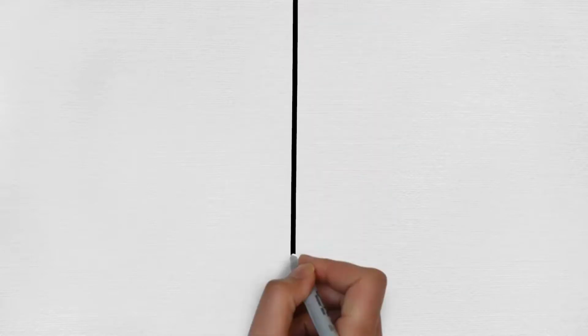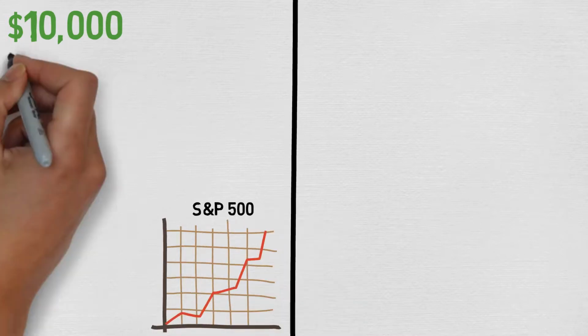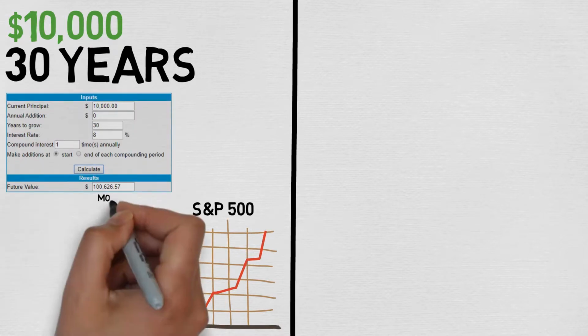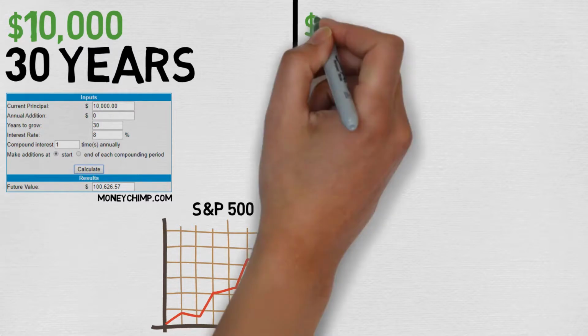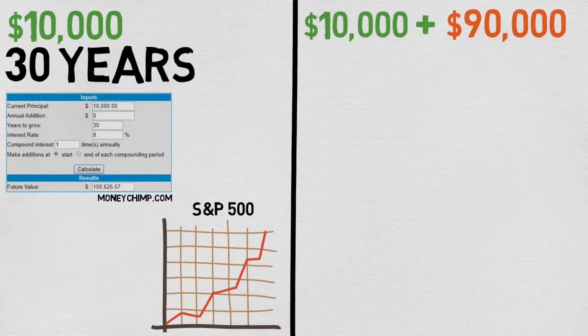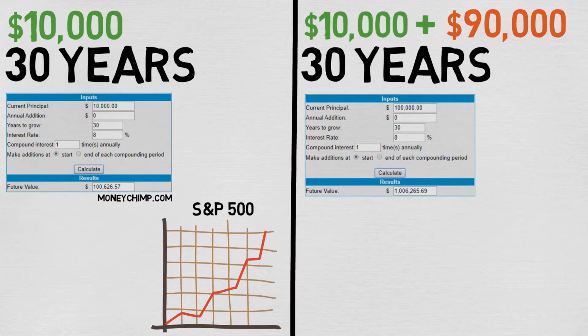Let's say that you have $10,000 that you can invest. If you invest that to S&P 500 for the next 30 years with the average 8% return on investment, you would have $100,626 after 30 years. But if you decided to start using leverage with your investments and took $90,000 debt to invest in the S&P 500 for the next 30 years, you would have over $1 million.